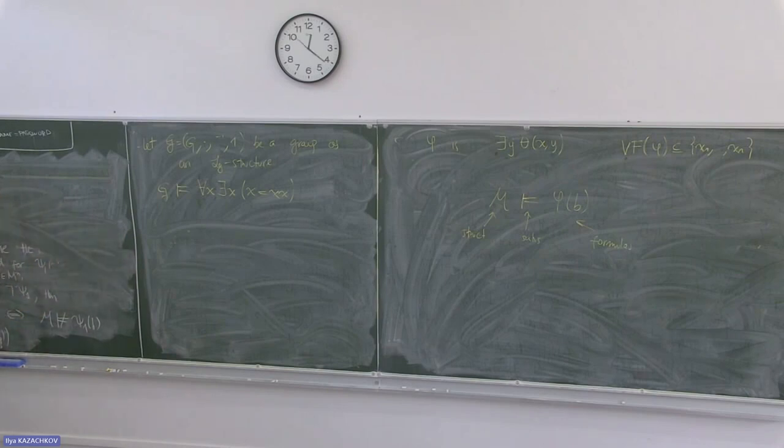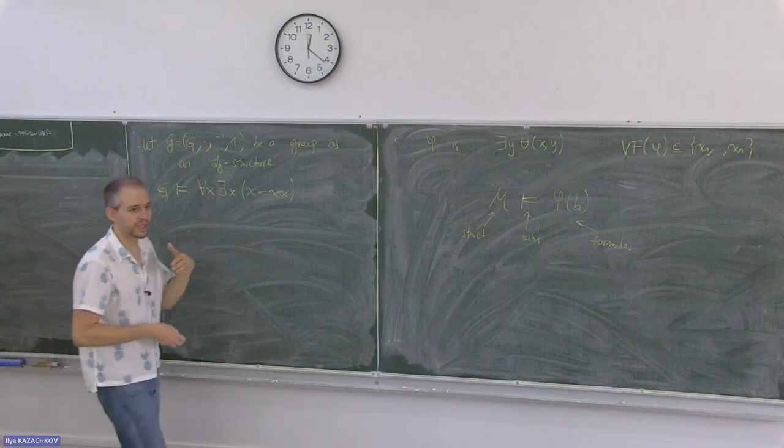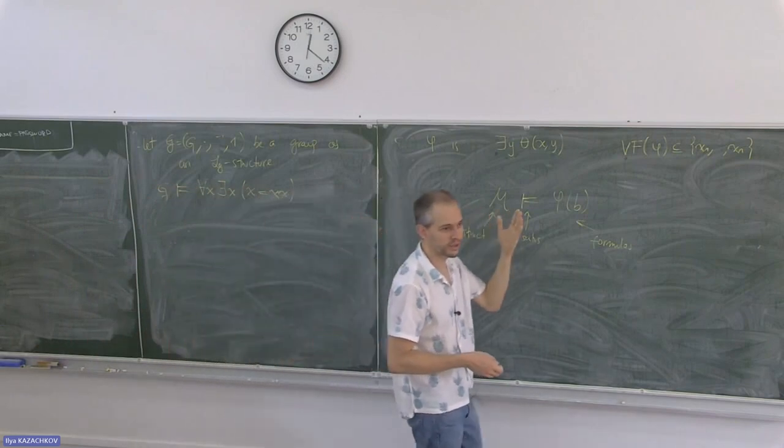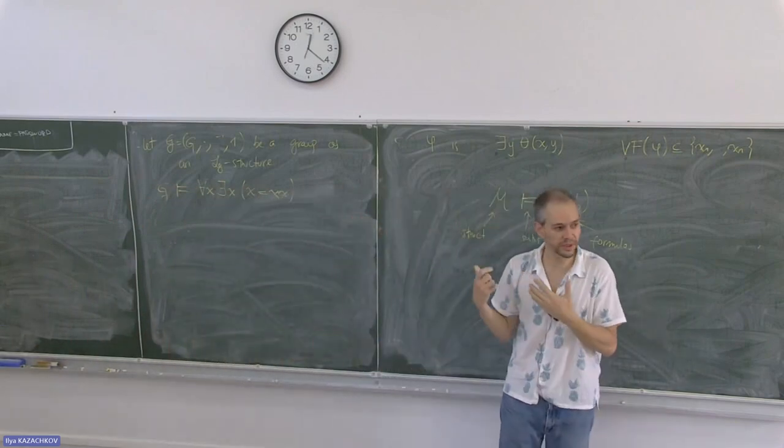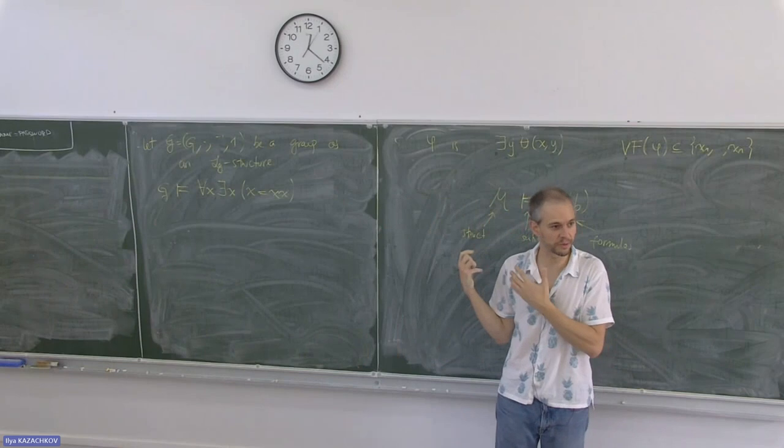So if you want to have formulas that quantify over subgroups, you need to go to higher languages. And this is not going to be any more first order. But if you go to higher languages, then you're going to lose some of the properties I'm going to give you in the second part of the course.